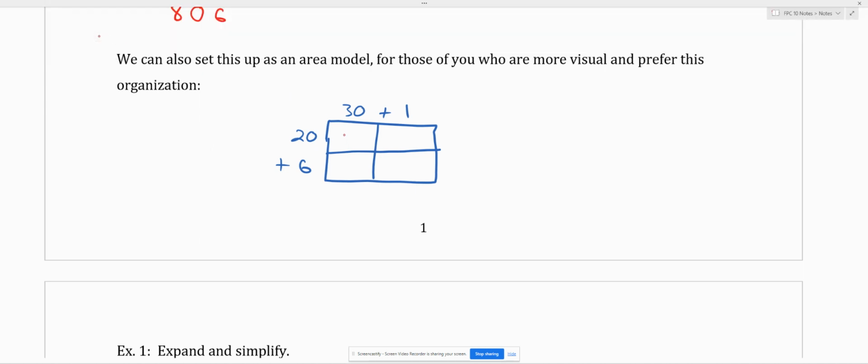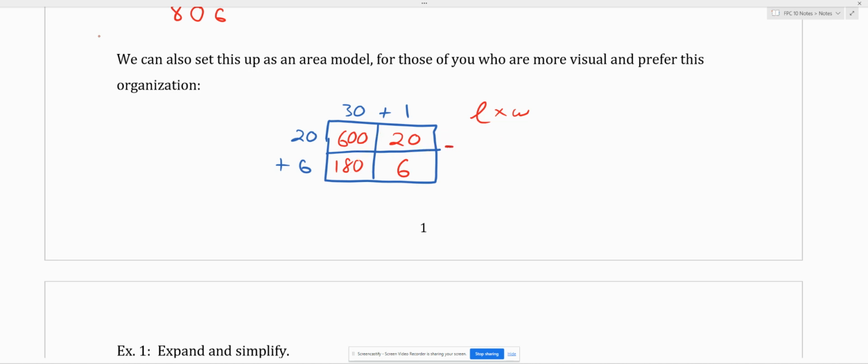30 times 20 is 600. 20 times 1 is 20. 30 times 6 is 180, and 1 times 6 is 6. So we would do the exact same thing to get the area of this rectangle. Remember, length times width. Once we multiply all these little areas, we can just add them up.